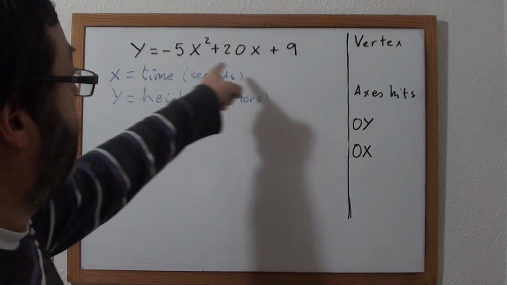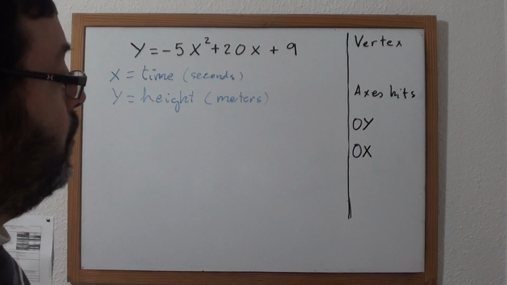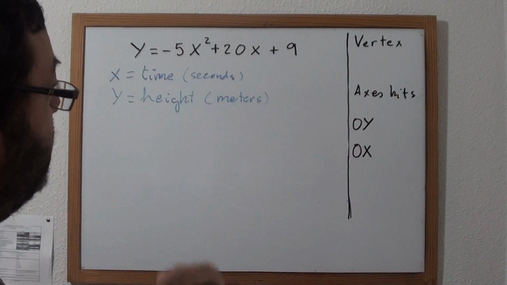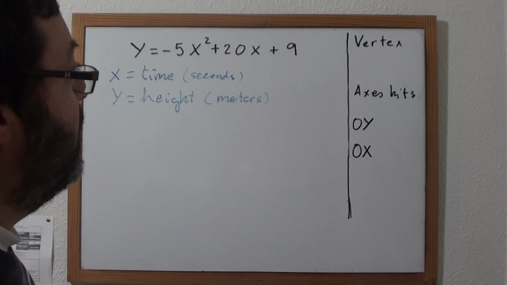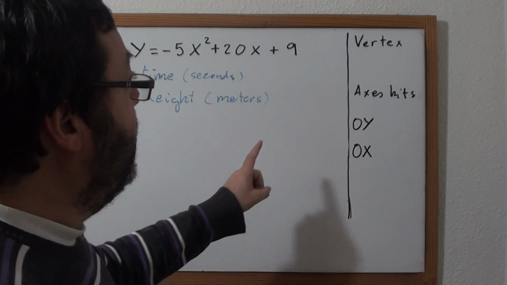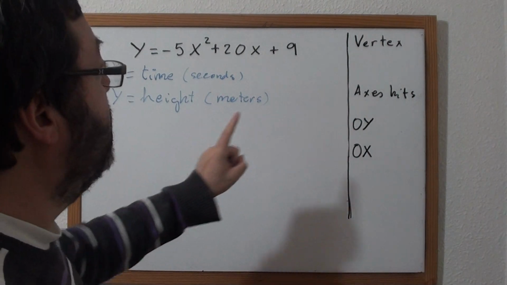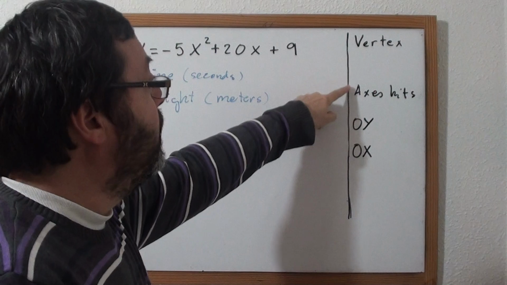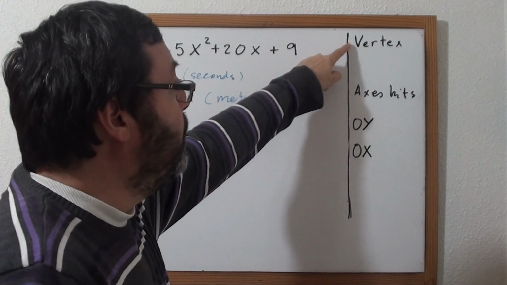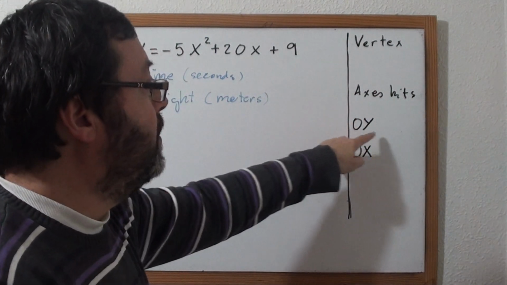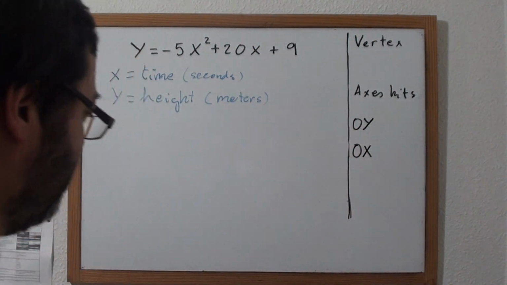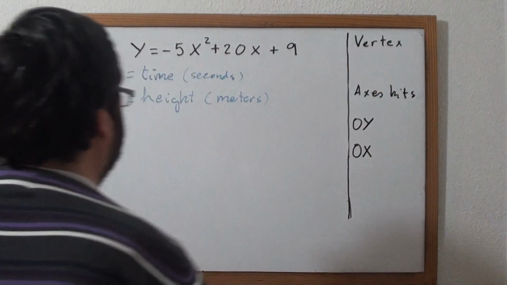So first we are going to graph this function. You know that the graph of a quadratic function is a curve that we call parabola. It has a special shape. And to remember how to do that, we are gonna put here the things that we have to find. We have to find the vertex and the axis hits, the y-intercept, and the x-intercept. Okay, so let's start with the vertex.